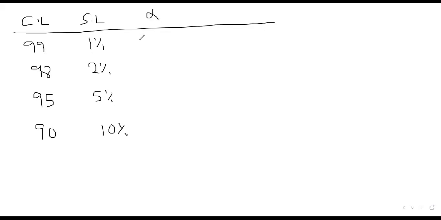1%, 2%, 5%, and 10%. Correct. Then the alpha is divided by 100. What do we have here? 0.01, 0.02, 0.05, 0.10. And our Z here now.